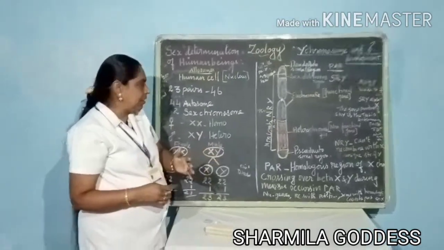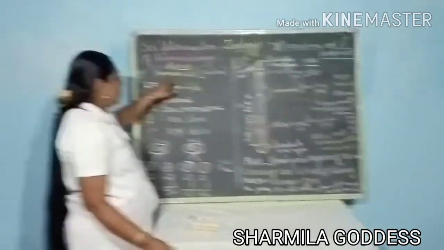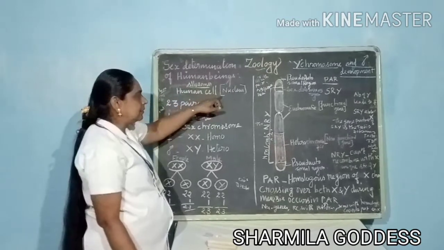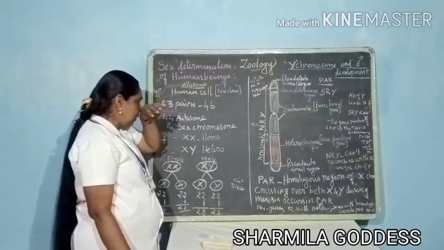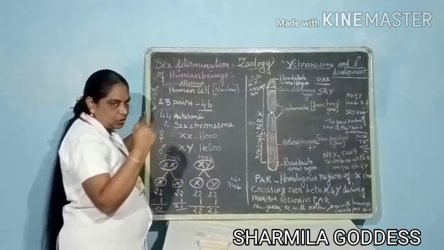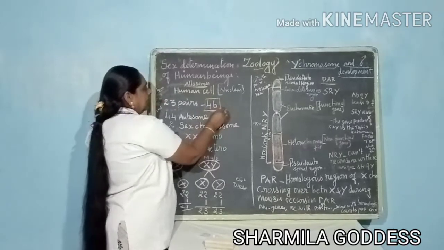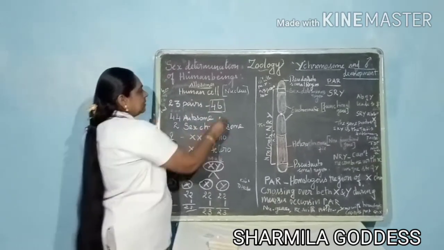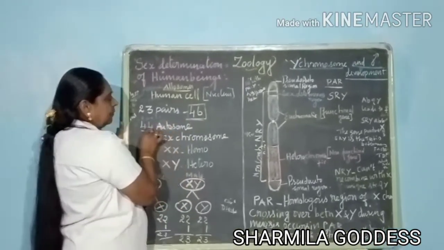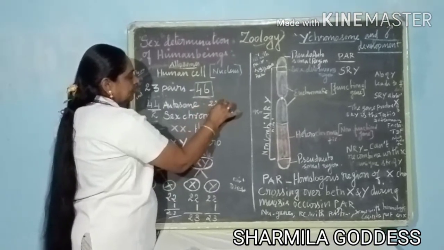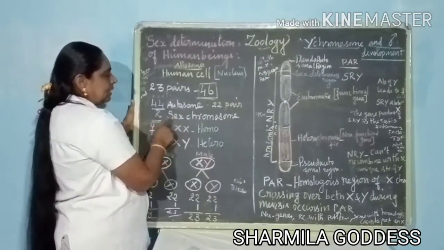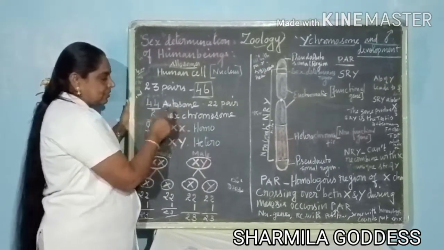Already you learned this in the previous classes. Here is the human cell. Now we come from the beginning. The human cell has the nucleus. The nucleus has 23 pairs of chromosomes. The 23 pairs means 46 chromosomes in mammals. The human being has 46 chromosomes, that is 23 pairs. There are 22 pairs, that is 44 autosomes, and 2 sex chromosomes. The 44 autosomes we can say 22 pairs of autosomes and 1 pair of sex chromosomes.